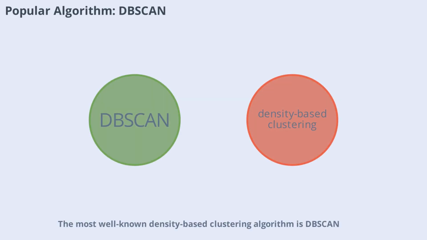The most well-known density-based clustering algorithm is DBSCAN, which stands for Density-Based Spatial Clustering of Applications with Noise. DBSCAN groups together points that are closely packed and marks points in low-density regions as outliers. It requires two main parameters: epsilon, which defines the neighborhood radius, and min-pts, the minimum number of points required to form a dense region. Let's break down how DBSCAN works step by step.